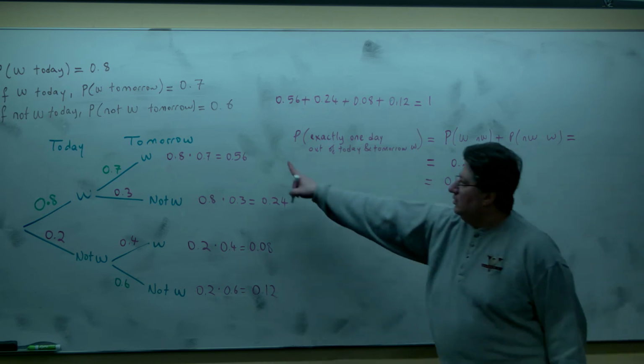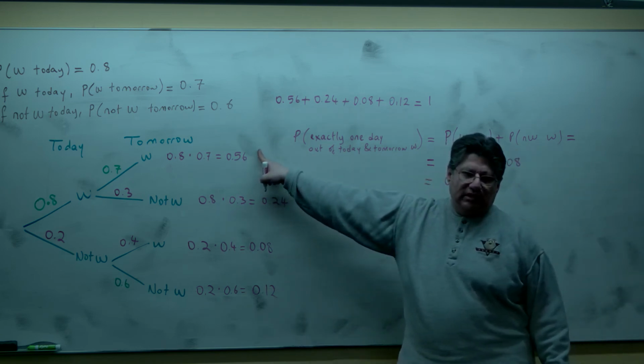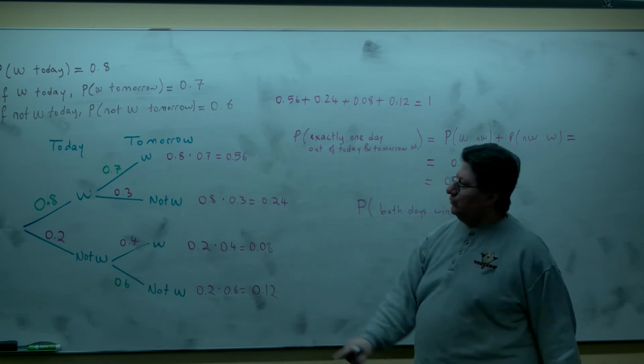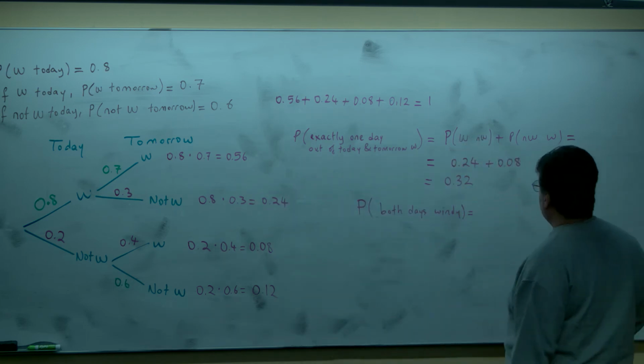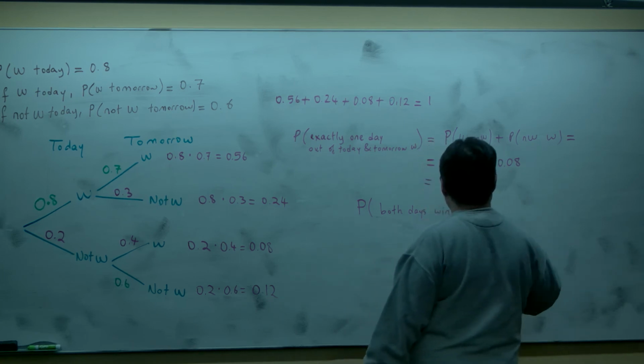Which means this is the one we are looking for, right? Wind yesterday and wind today and wind tomorrow. 0.8 times 0.7, which is 0.56. We already calculated it.